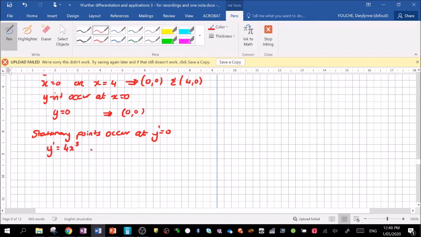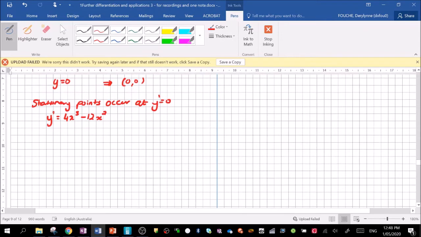4x cubed minus 12x squared. Okay, so now we're going to put y dashed equals 0. So 4x cubed minus 12x squared equals 0. And again, I can factorize this. So I can take out a common 4x squared, and I'm left with x minus 3 equals 0.